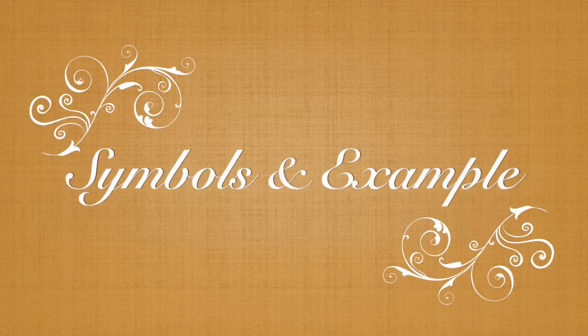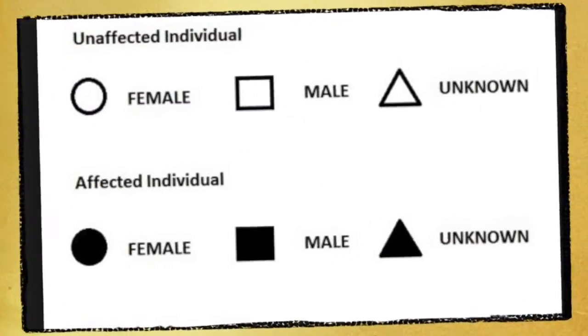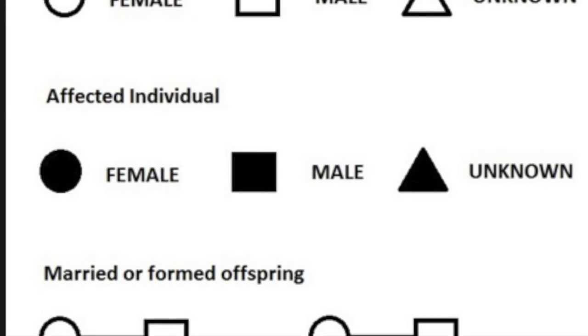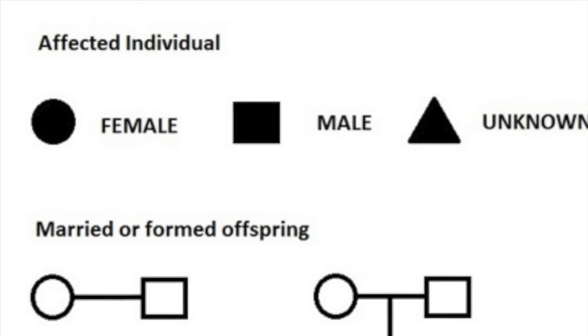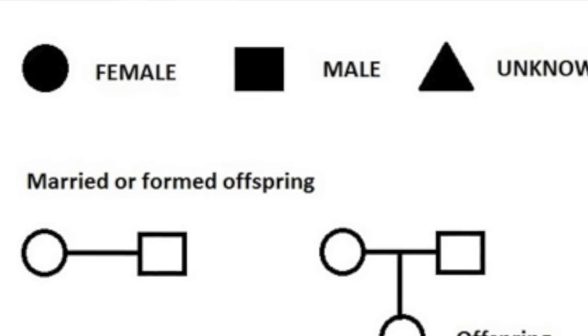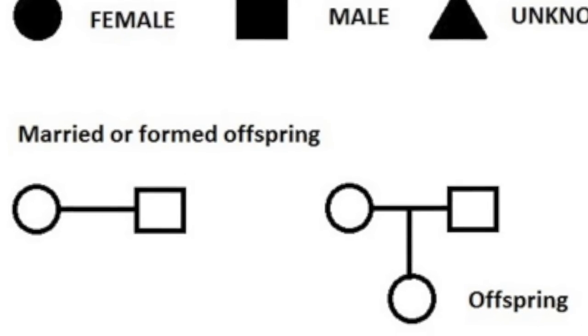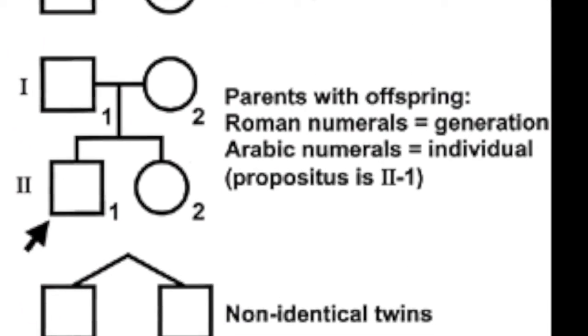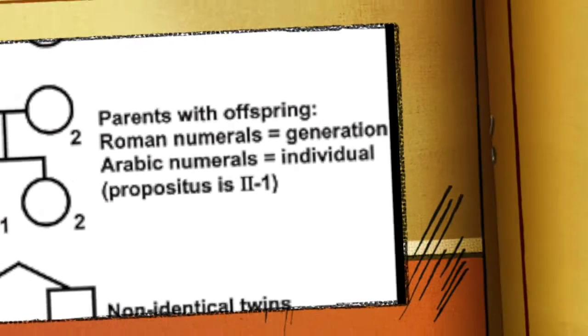Symbols of a pedigree and an example of a pedigree. In a pedigree, squares symbolize males and circles represent females. A horizontal line joining a male and a female indicates that the couple had offspring. Vertical lines indicate offspring, which are listed left to right in the order of their birth.